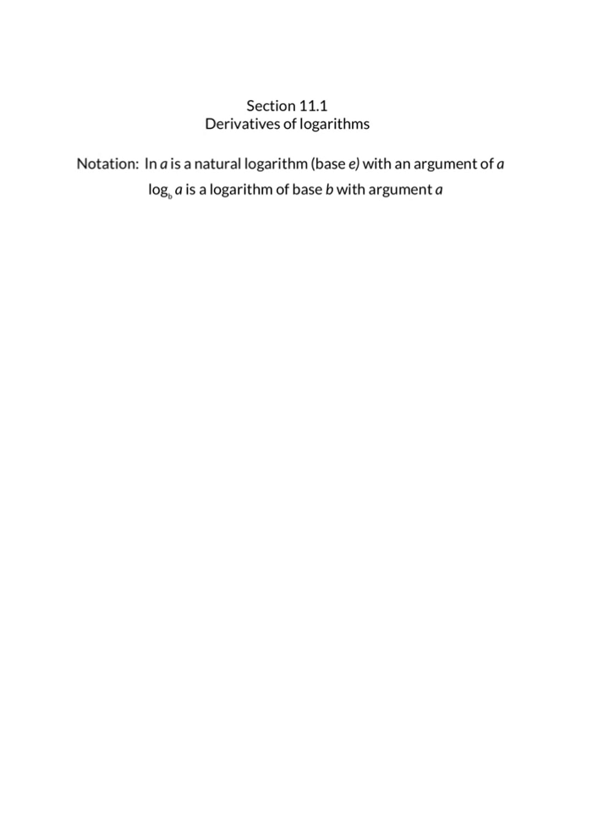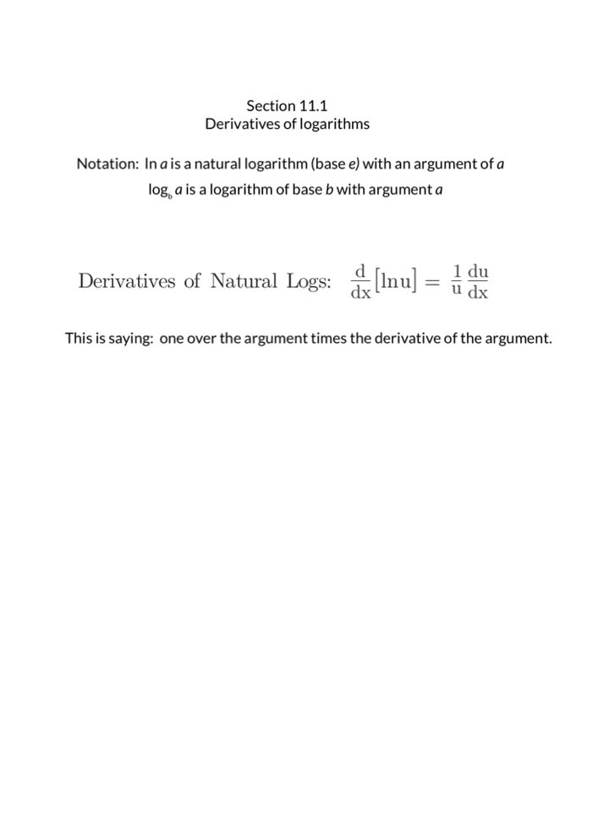In section 11.1, we are going to look at how to do derivatives of logarithms. A reminder about notation. When you see ln a, the ln stands for natural logarithm. A natural logarithm always has a base of e, and the argument is what you are taking the logarithm of, and in this case, it is the a. When you see the word log and a subscript, then you are doing a logarithm of base b, where the argument is a. First, we're going to look at the derivative of natural logs.